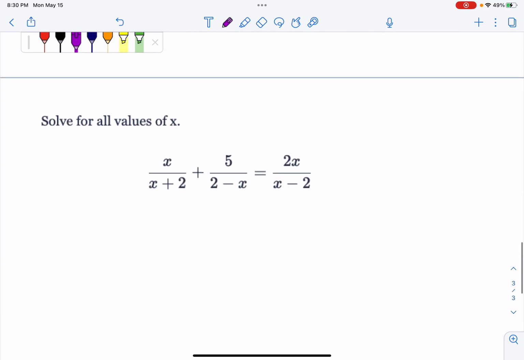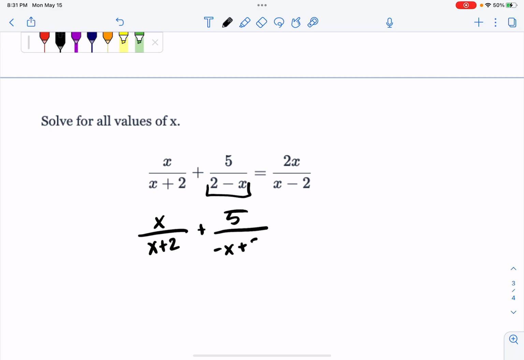Okay, last but not least, this one is a little bit tricky just because of this business right here. First thing you want to do is rewrite that. So we're going to start with x over x plus 2 plus 5 over negative x plus 2 equals 2x over x minus 2. If I take a -1 out of this, actually that was a bad way to show you. If I take a -1 out of this, that makes this one positive and this one becomes negative. So then I have x minus 2 again.